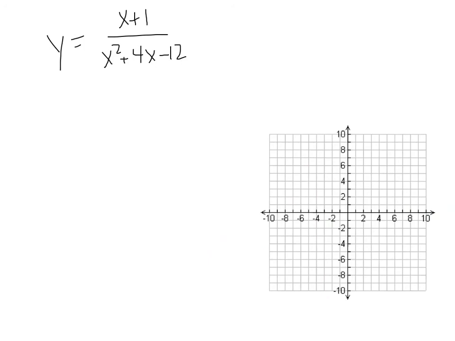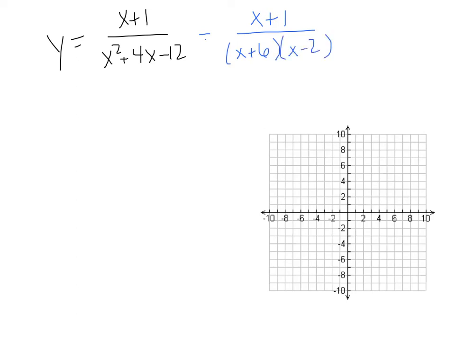Alright, this is going to be our last example. In this case, I do need to do a little bit of factoring. What multiplies to be negative 12 and adds to be 4? It's going to be x plus 6 and x minus 2.